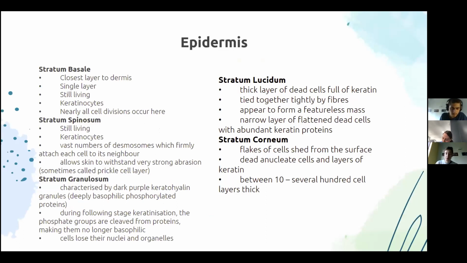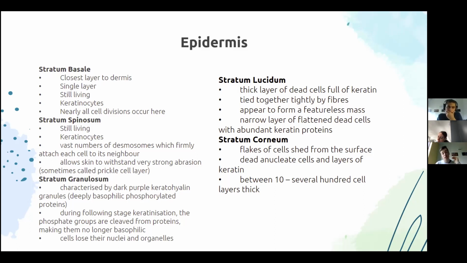What you do need to know, though, is the layers of the epidermis. I've done these from bottom to top, but the easiest way to remember them is from top to bottom. The mnemonic from top to bottom is "Come, let's get sunburnt," or "Cute ladies get sunburnt." That's stratum corneum, stratum lucidum, stratum granulosum, stratum spinosum, and stratum basale. The basale is the closest layer to the dermis, right on the bottom. This is a single layer of living cells, and nearly all of the cell divisions occur there.